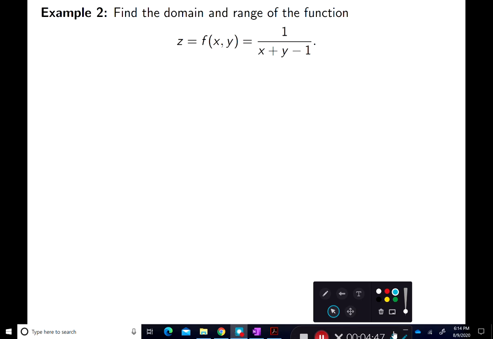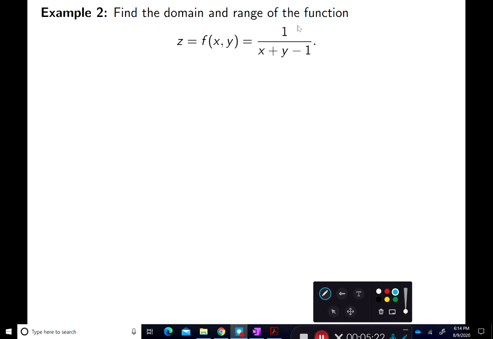The next question is to find the domain and range of the function z equal to f of x and y, where the rule of the function is 1 over x plus y minus 1. So this is again a composition of two functions. The outer function is 1 over the scalar x plus y minus 1.